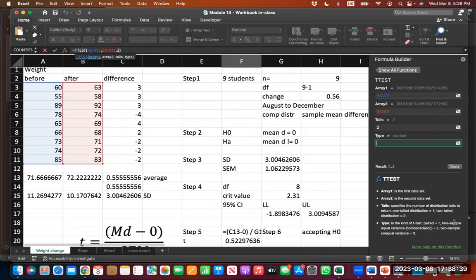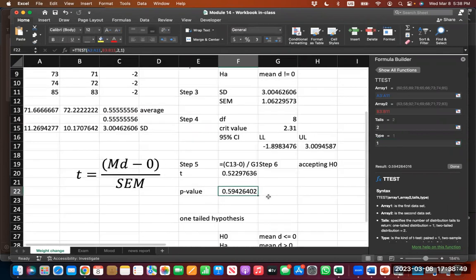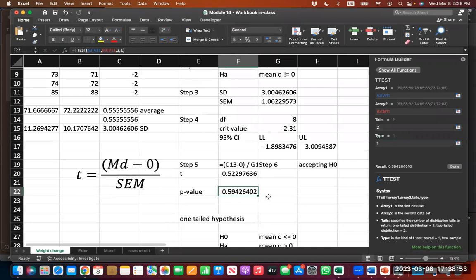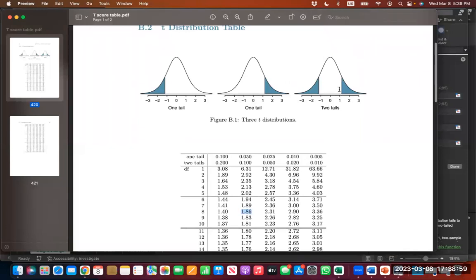So we're not going to talk now about the two-sample t-test. That's the independent sample t-test. We're typing in 1, and this will give us the corresponding p-value. The corresponding p-value here is 0.59. And this is basically the p-value under the null hypothesis.